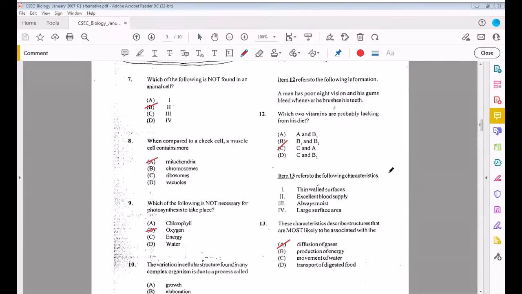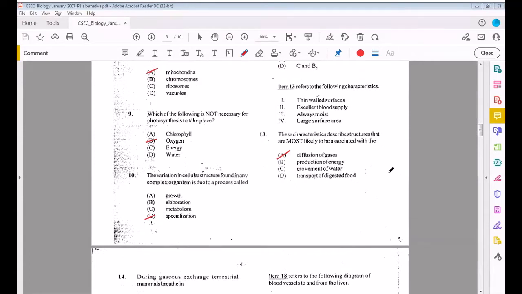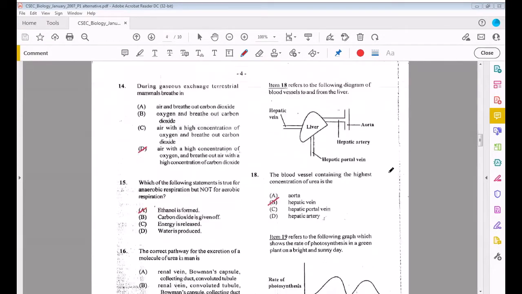Item 12 refers to the following information. So a man has poor night vision and his gums bleed whenever he brushes his teeth. So which two vitamins are probably lacking from his diet? The answer would be C, vitamin C and E. Item 13 refers to the following characteristics: thin walled surface, excellent blood supply, always moist, and large surface area. These characteristics describe structures that are most likely to be associated with the A, diffusion of gases.